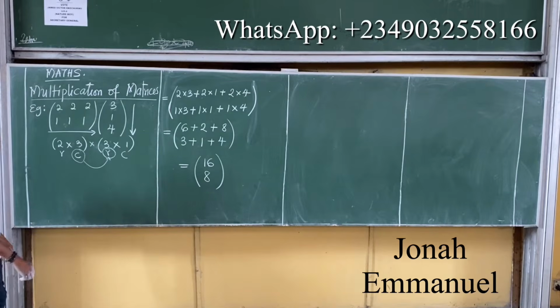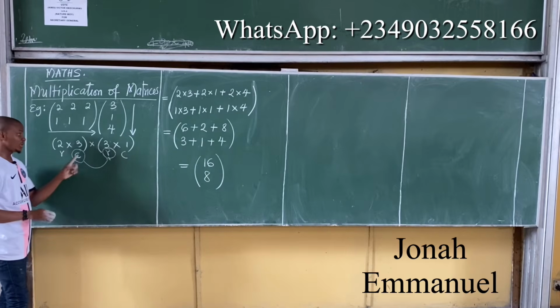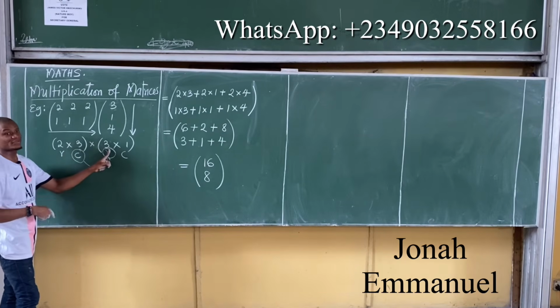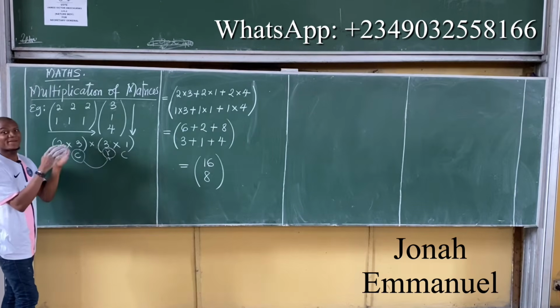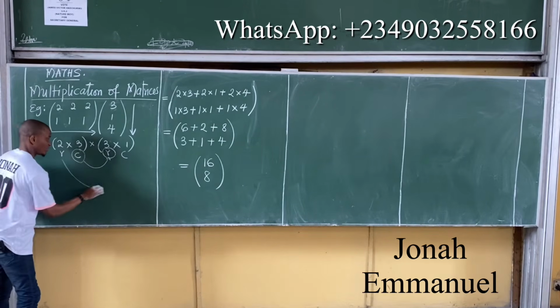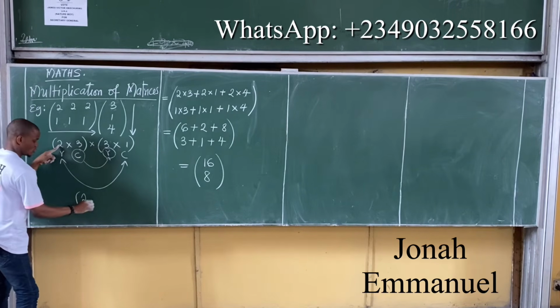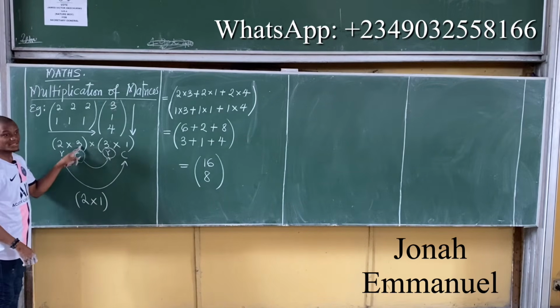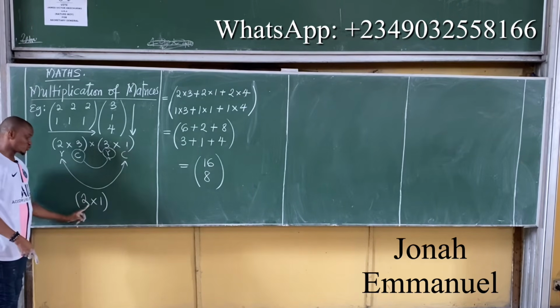Now let me show something. I just said two matrices can only multiply if the number of columns of the first matrix is equal to the number of rows of the second matrix. Now after multiplying, the dimension of the answer will be the two on the left: 2 by what? It means that if I multiply a 2 by 3 matrix by a 3 by 1 matrix, at the end my answer becomes a 2 by 1 matrix.